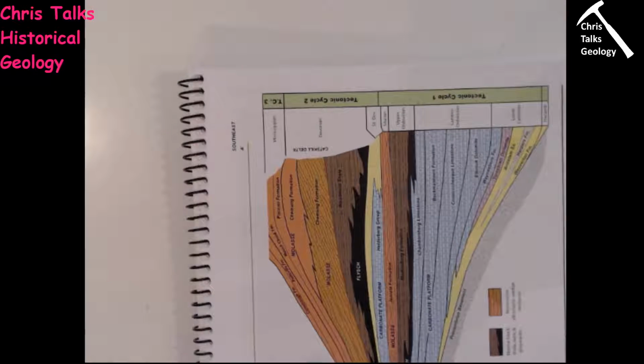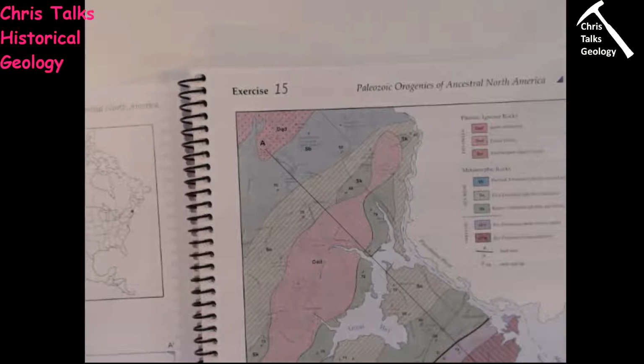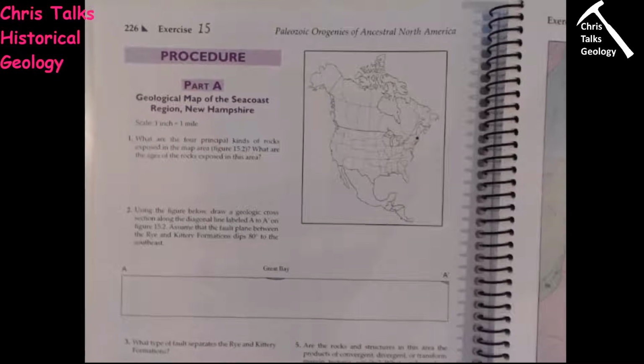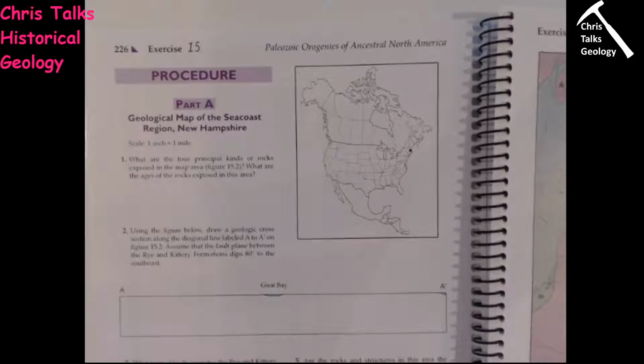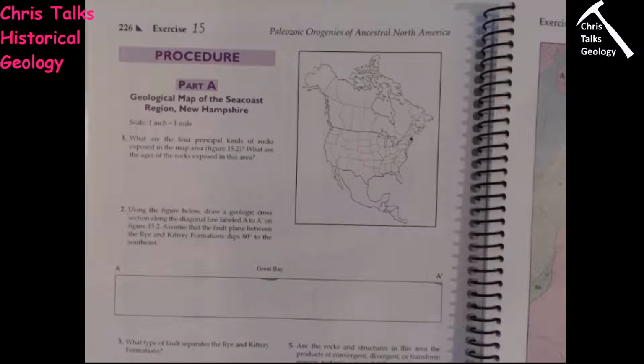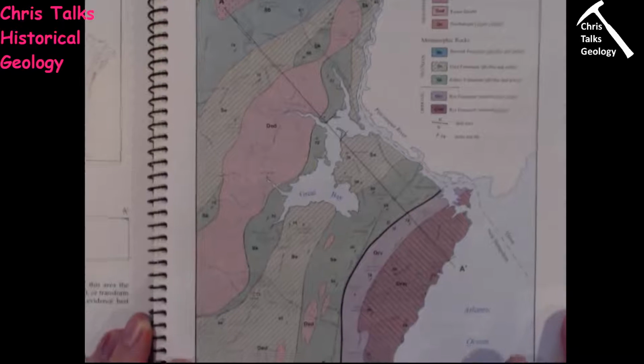What are we doing now? Well, we're going to go on to part A. So part A, what are we doing? Well, question 1. What are the 4 principal kinds of rocks exposed in the map area, the map area being figure 15.2, and what are the ages of the exposed rocks? Well, here we go. So here's our map.